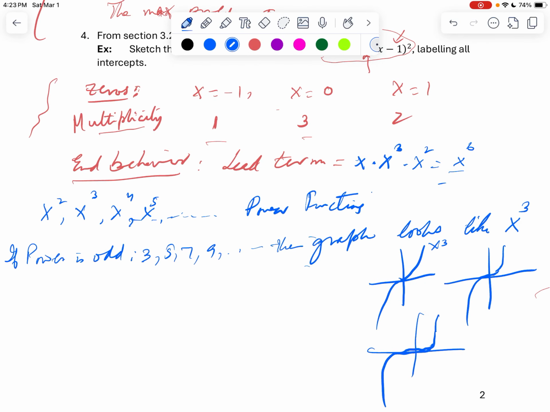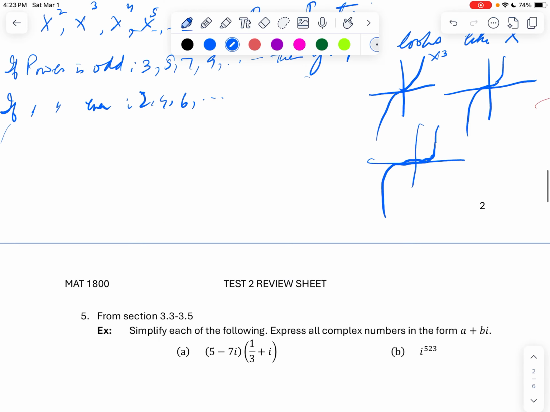And if the power is even, it means it's 2, 4, 6, and so on, then what do you think? The graph is like the parabola.